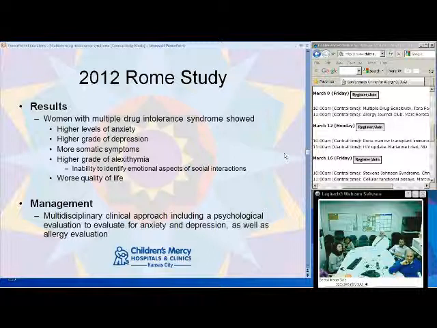And they also said that they had, on their scoring, a worse quality of life than the control patients. So what they felt is that patients with multiple drug intolerance syndrome really should be looked at from an allergy standpoint as well as from a psychological standpoint, to evaluate for anxiety and depression, which could be contributing to some of their fears of taking medications. That's a hard pill to swallow, for an allergist to say, well, you know, you need to see a psychologist as well. That's a unique conversation that has to take place.